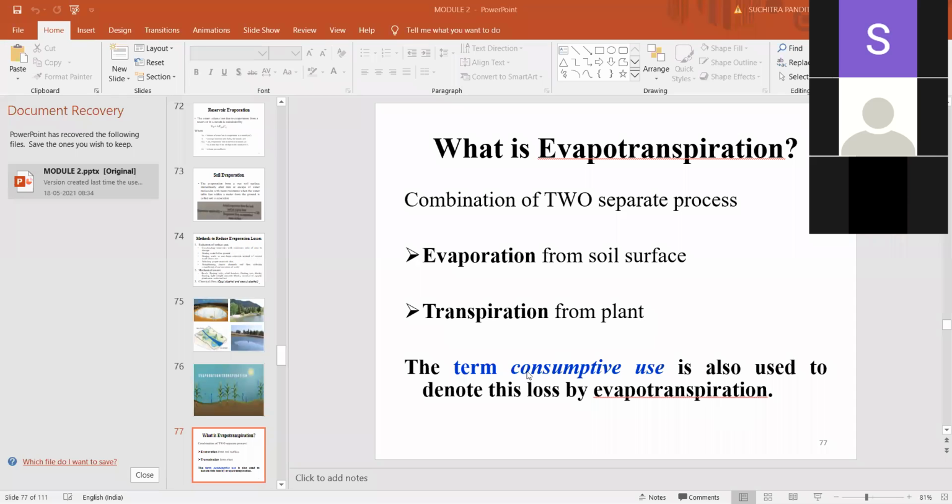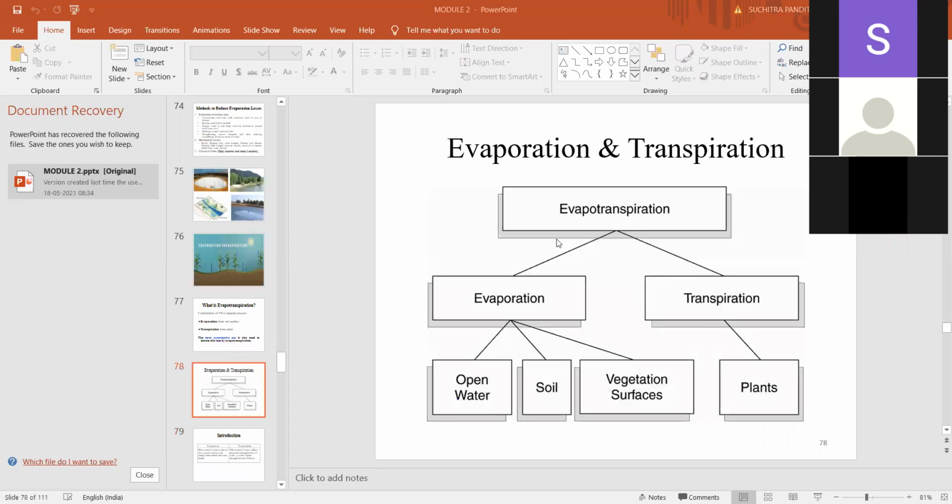Generally in the examination, you may be asked, what do you mean by evapotranspiration? What do you mean by the consumptive use of water? Now, evapotranspiration is divided into two parts. One is the evaporation, the other one is the transpiration. So evaporation from open water surfaces, evaporation from soil and from the forest vegetation, and transpiration is nothing but the water escaping to the atmosphere through the plant leaves.